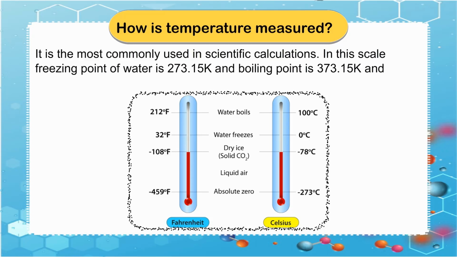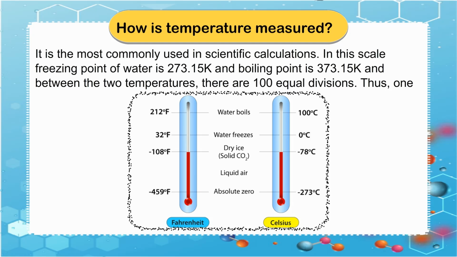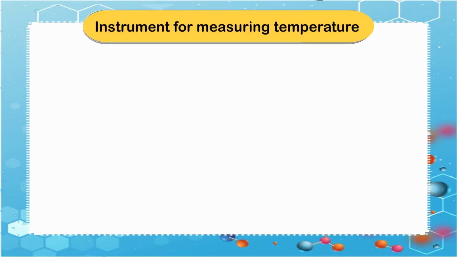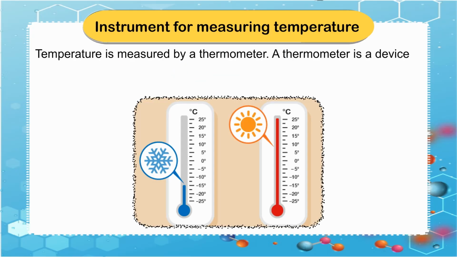In this scale, freezing point of water is 273.15 K and boiling point is 373.15 K, and between the two temperatures, there are 100 equal divisions. Thus, one division in Celsius scale is equal to one division in Kelvin scale. Instrument for measuring temperature. Temperature is measured by a thermometer.